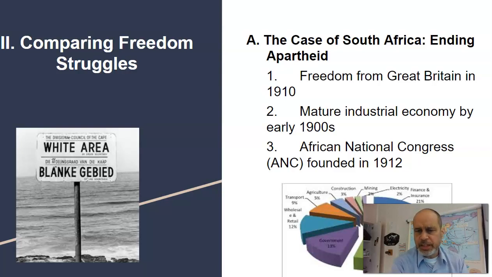But to control the black population, the white government instituted what were called pass laws, and these pass books had to be carried by the black population, which showed where their tribal homeland was and where they worked. So separateness, apartheid.